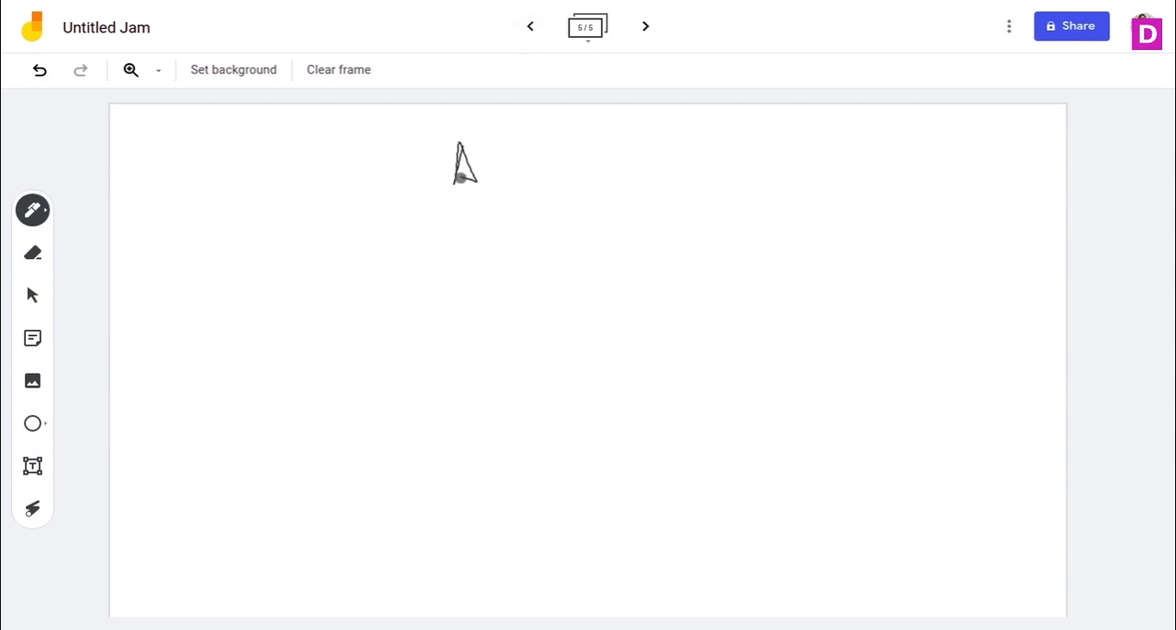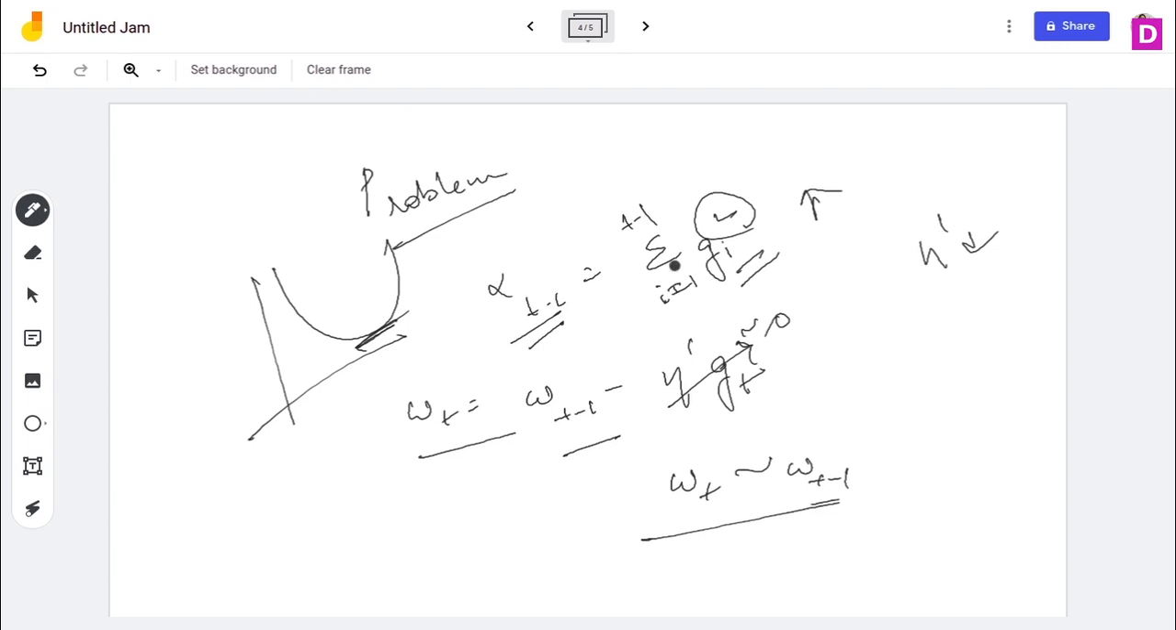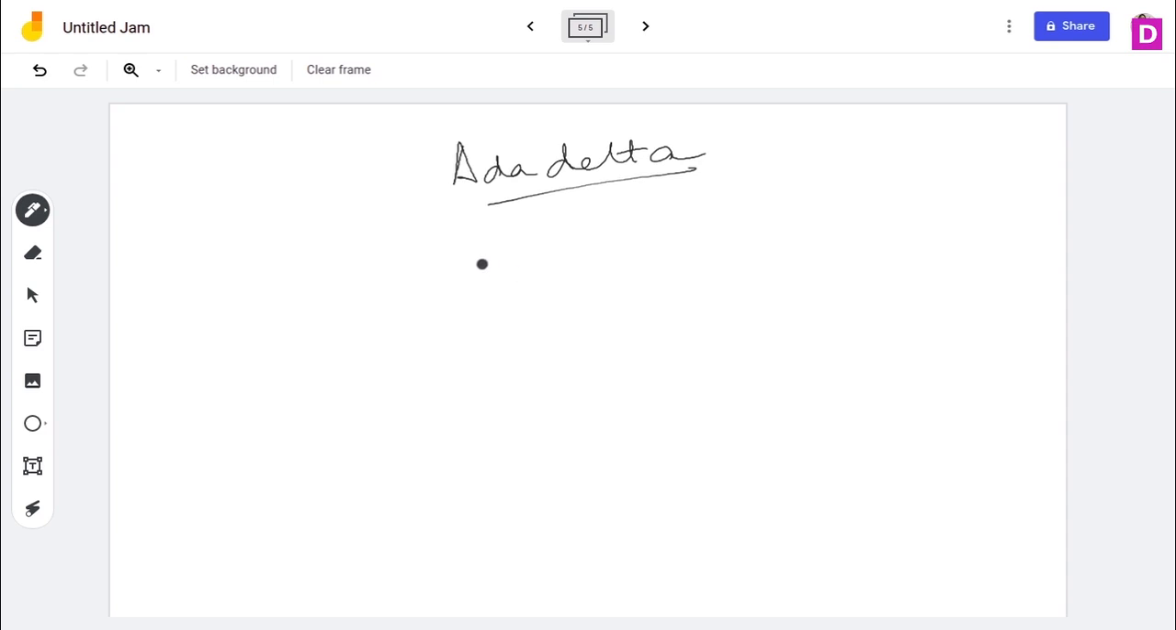So that brings us to the next part, Adadelta. The idea behind Adadelta is the same, but it tries to solve this problem by optimizing the weights so that we can keep it in control. Our learning rate does not decrease very fast. Our learning rate does not decrease very quickly. So what is the formula behind Adadelta?